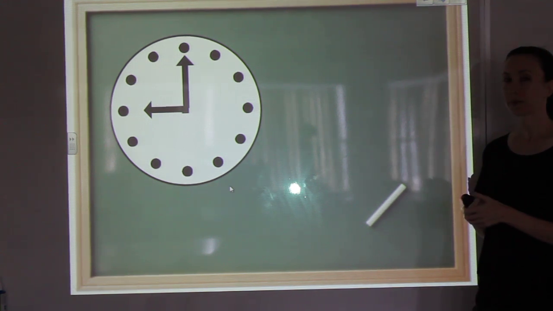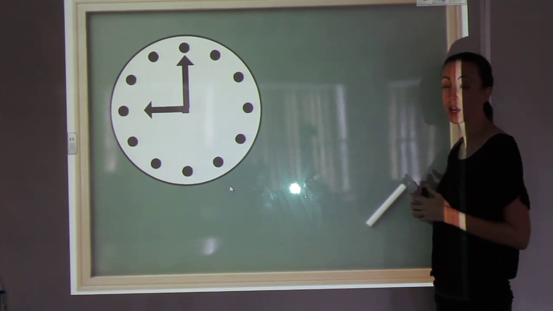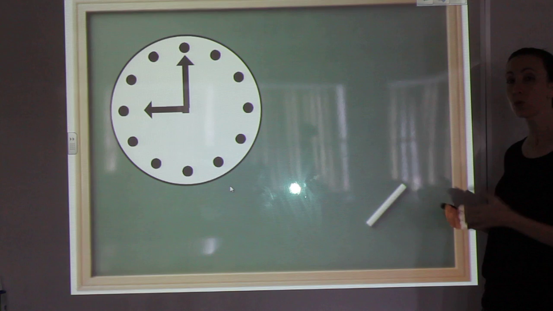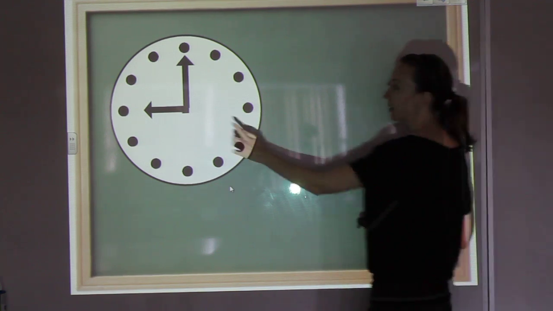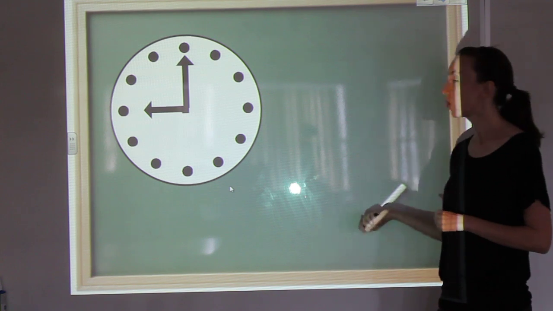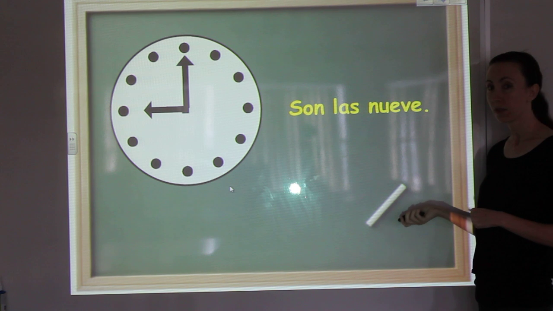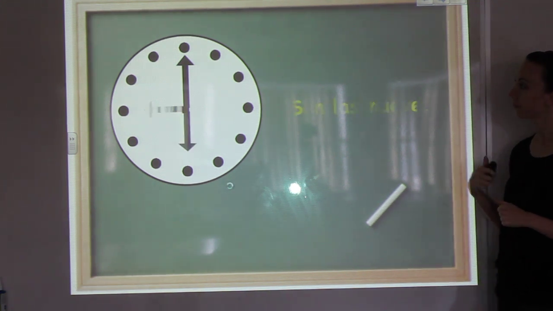¿Qué hora es? It's not 1 o'clock, so we're not going to use es la. Instead, we're going to use son las. We're going to see what time it is. Our hand is pointing to the 9 or nueve. So we're simply going to say son las 9. Una más. Let's try one more.